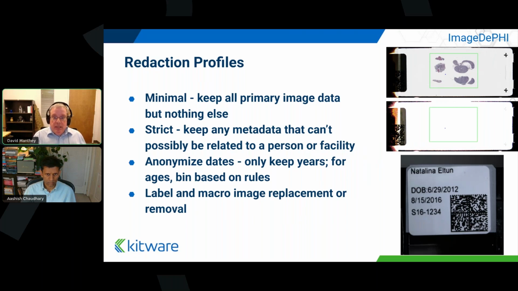We can anonymize dates, keeping only years, for instance. It's a popular choice, but we can also be based on rules, say, I'm going to round people's ages to every 5 years, or whatever your policy is for this particular project. And then label and macro images is something we have to check. And in some instances, we have to remove them because there's nothing else we can do with them.